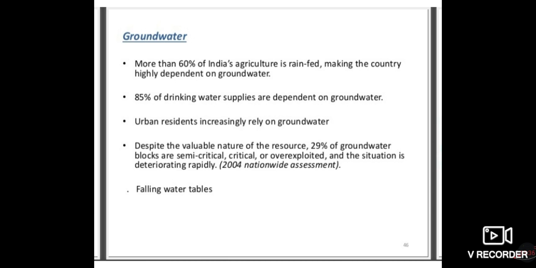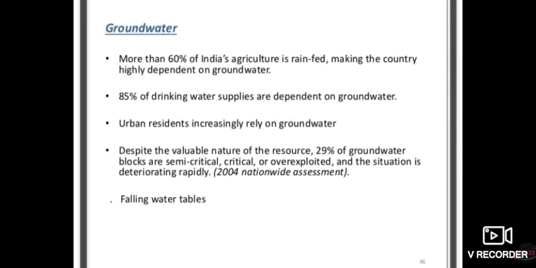And another main point is groundwater. More than 60% of Indian agriculture is rain-fed, making the country highly dependent on groundwater. What is happening? The rain is reducing, and nowadays we depend more on groundwater. So we are not getting adequate drinking water. That is one of the main issues we are facing now and in the future also. So the water tables are falling, or not getting adequate recharge. Before, if we had a common well, we would get adequate water. Nowadays, everybody is depending on bore wells.